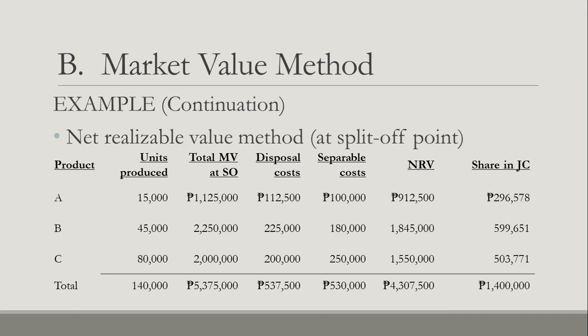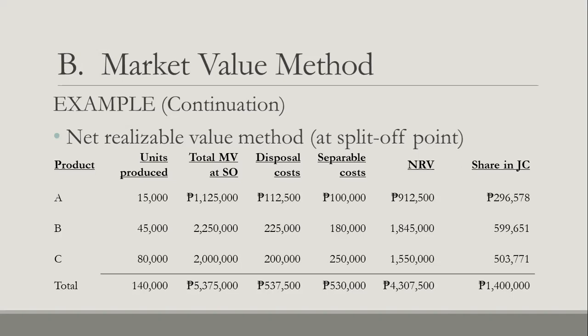Okay, so get the total again of your NRV and use again your cost ratio analysis. To determine the cost ratio analysis, you divide the NRV for each product with the total NRV. So it is not flashed here the cost ratio analysis. So let's just do it manually. 912,500 divided by 4.3 million, you would get a ratio of 21%.